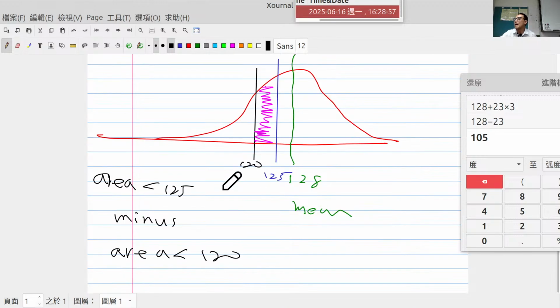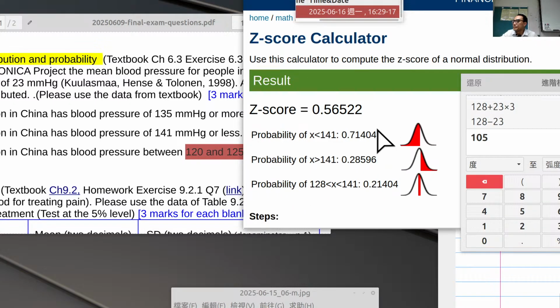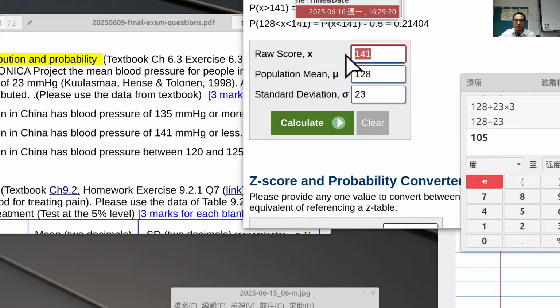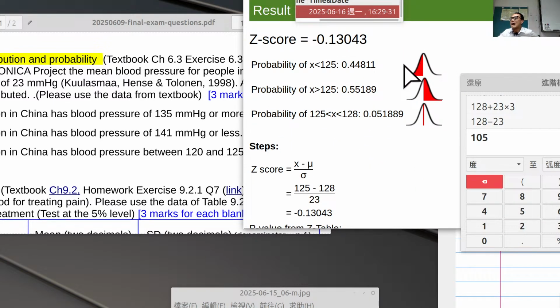Very easy. The area smaller than 125 minus the area smaller than 120. Get it? Okay, so you need to calculate it twice. First one, $125 and calculate. For the 125, the z-score is minus 0.13, and the area on the left side is 0.448. Write it down here.